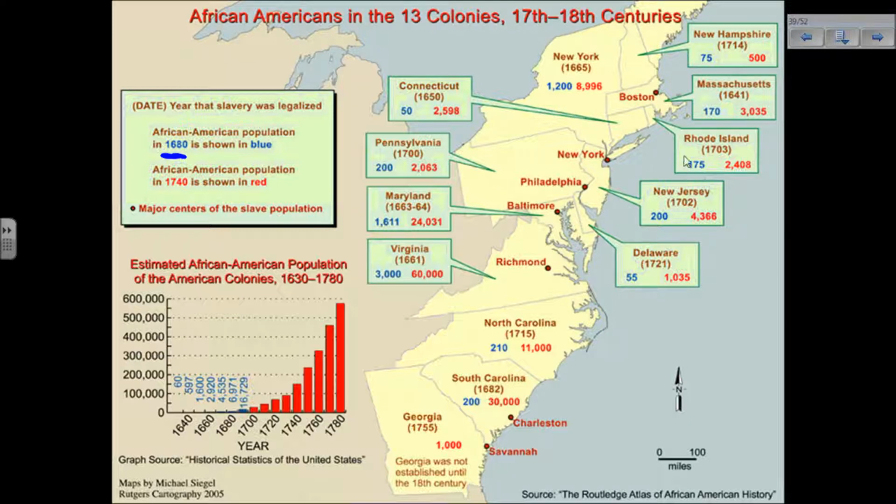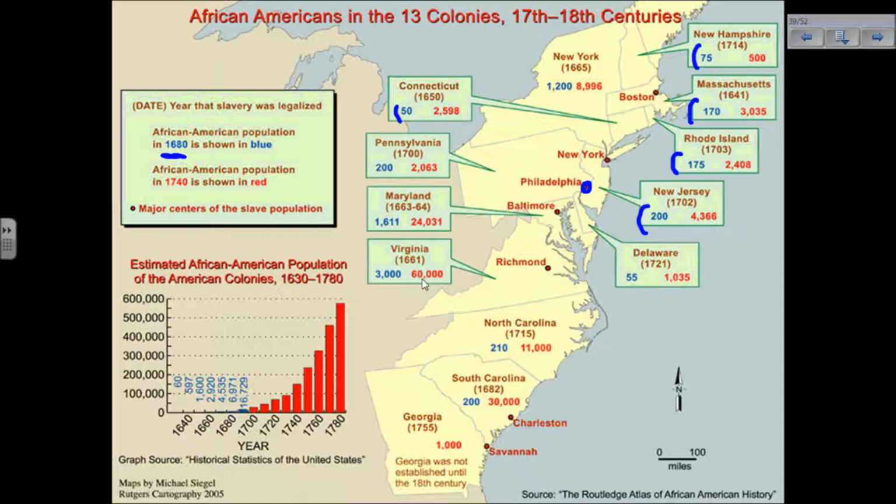Rhode Island's got a very small number over here, 175 to 2,000. Same with Massachusetts. New Hampshire, also a small number. New Jersey, slight increases. Connecticut, a very small number as well. And then, of course, Pennsylvania, which, keep in mind, was founded free of slaves, but eventually acquired them over time, and Philadelphia was definitely a part of that increase in slave numbers. But I want you to notice the difference between these number increases in the North versus the ones in the South. Starting with Maryland, they went from 1,600 to 24,000 in African American population, the majority of them being slaves.